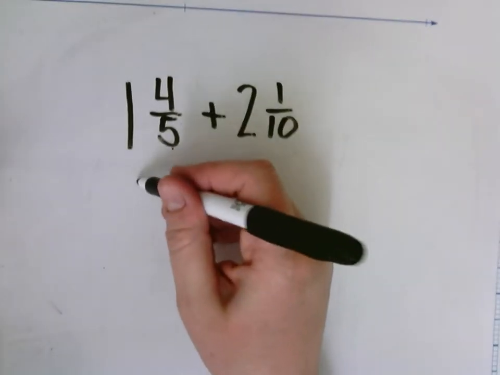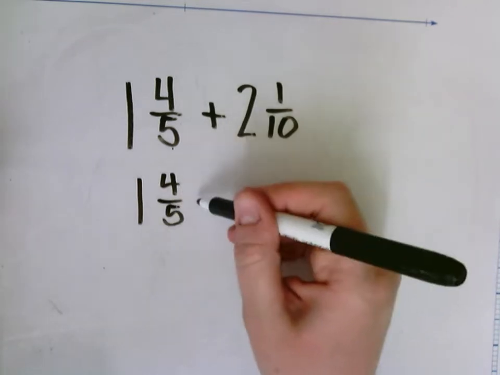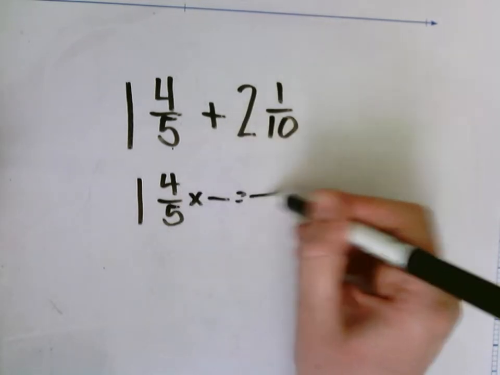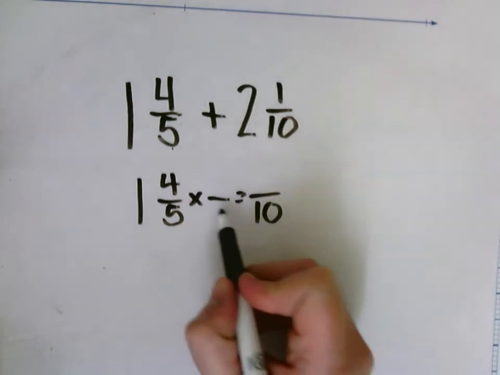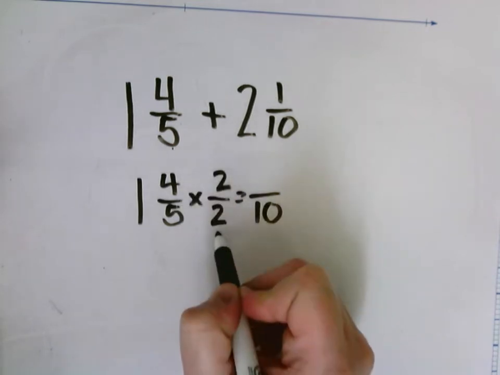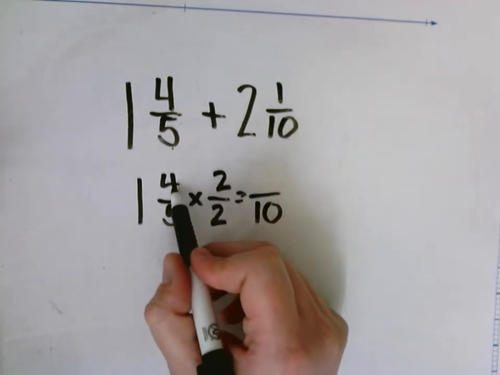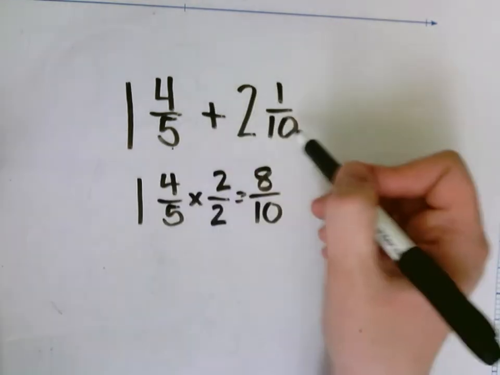So 1 4/5. And again, I'm just changing my fraction. Okay, what times 5 equals 10? That's 2. 5 times 2 is 10, so I need to multiply my numerator by the same number as the denominator. 4 times 2 is 8. So now I can go ahead and I can add my two fractions together.